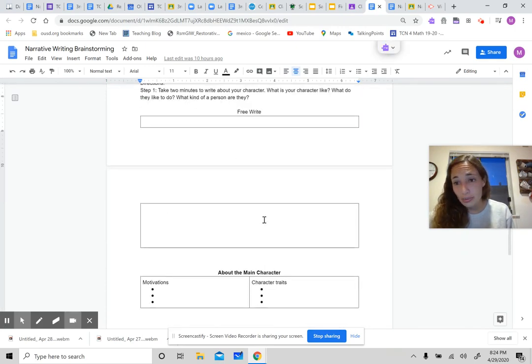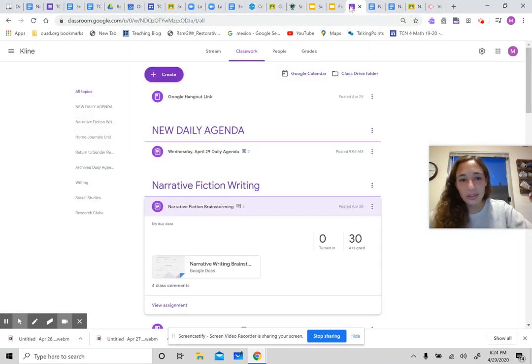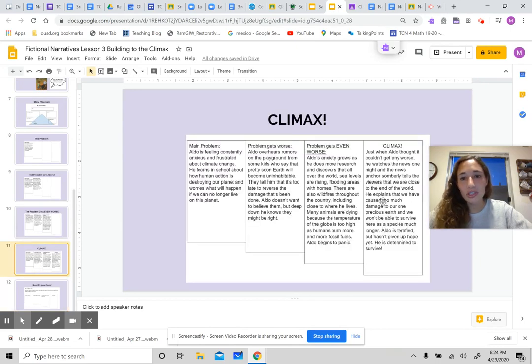So if you're all caught up, then you're going to move down to this part right here, and you're going to type in, just like Miss Klein did, first think of that main problem your character faces, and then think about how it gets worse and worse and worse leading up to the climax, the top of that mountain. I'm very excited to see all the progress you make on that. And again, you don't have to write as much as Miss Klein, but we would like to see complete sentences, so that this is going to make your job even easier once we start actually drafting our story.